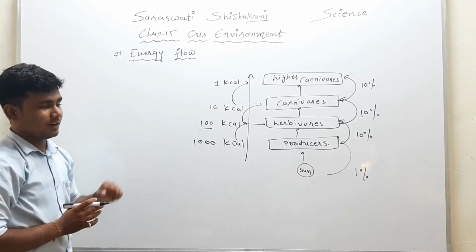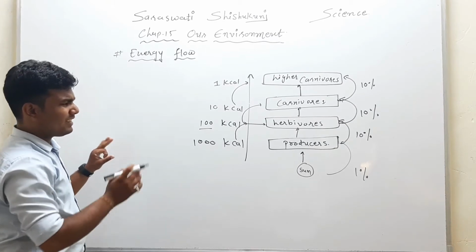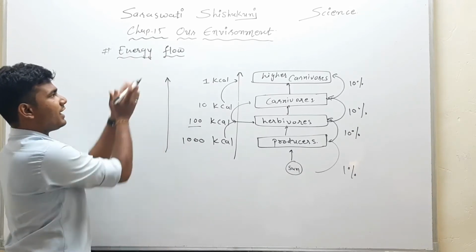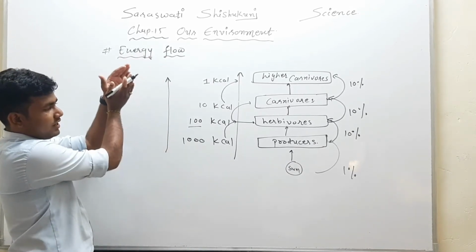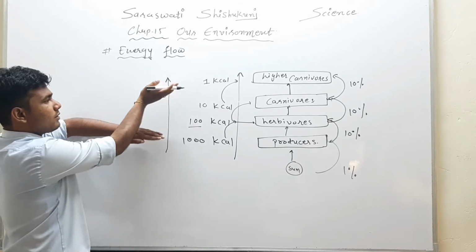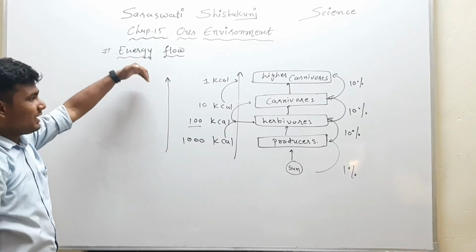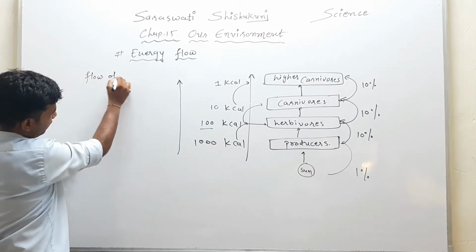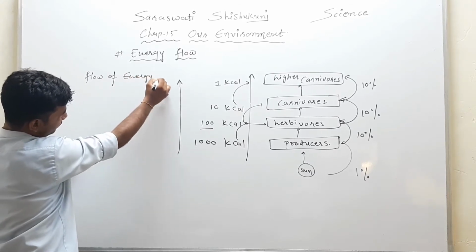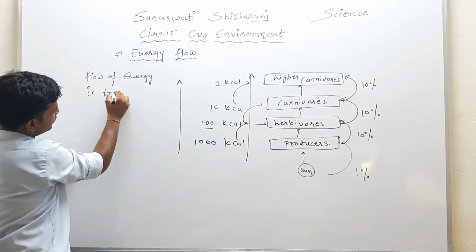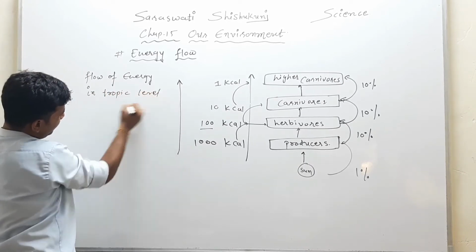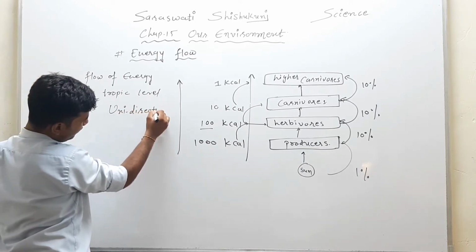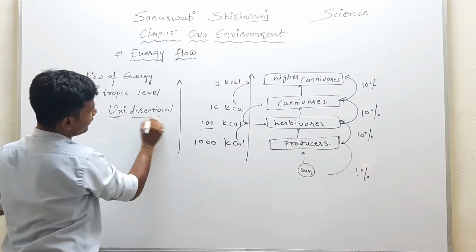Here, what we can see is that the direction of the flow of energy is always in one direction. It is from producers to herbivores, herbivores to carnivores, and carnivores to higher level carnivores, right? It cannot get reversed. So we can say that the flow of energy in trophic levels is unidirectional, meaning it's always in one direction.